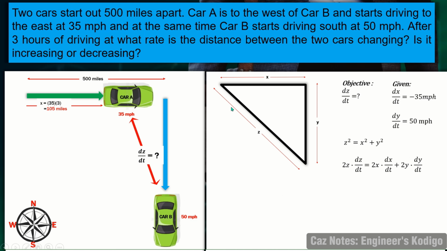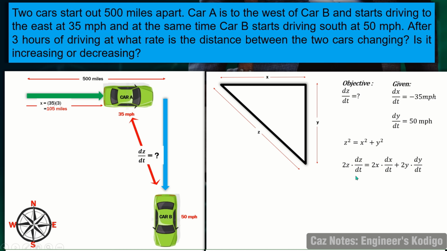For car A, the rate of change is given as 35 miles per hour, and we set it as negative. This corresponds to the direction of car A. As you can see, as time increases, car A approaches 0, which is the origin of our Cartesian plane here. So it is approaching 0, which means it is decreasing. That's why it's negative 35 miles per hour.